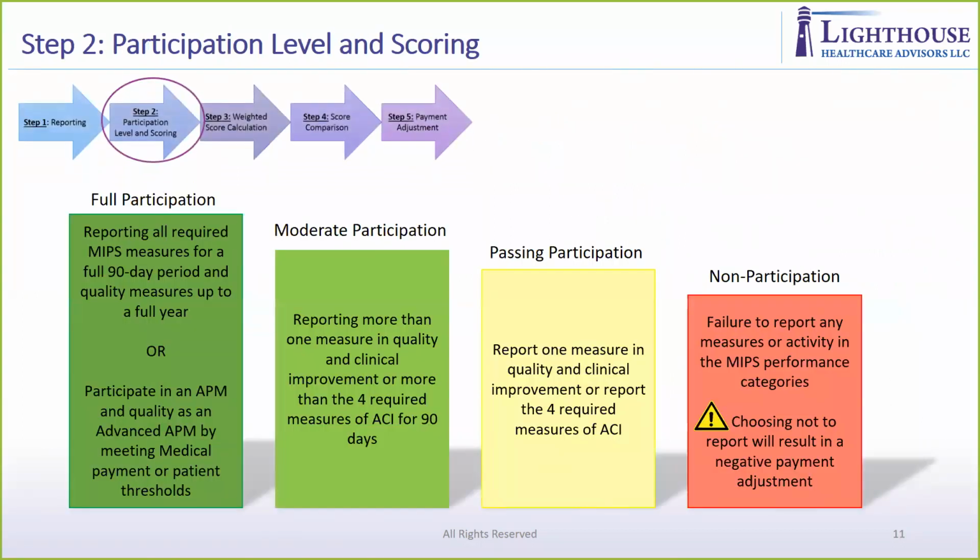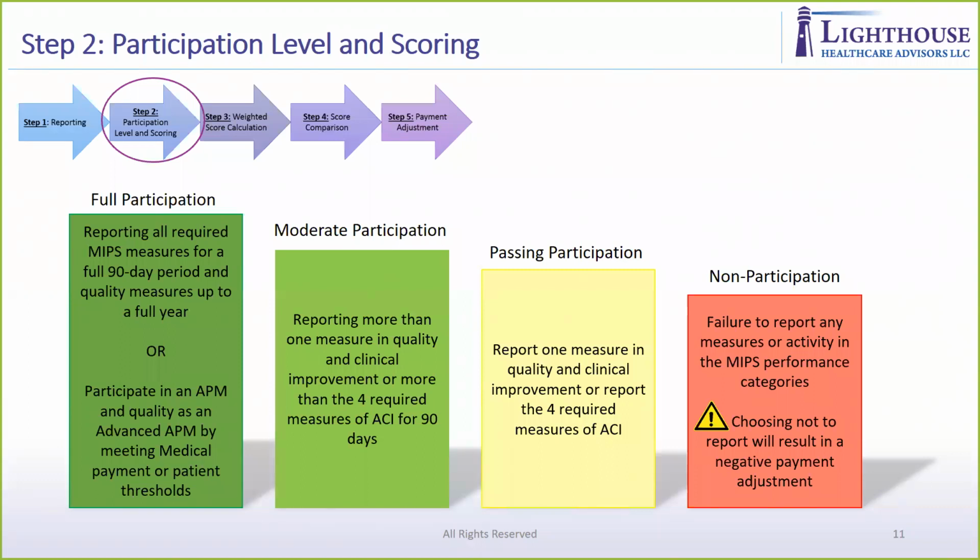Step 2 is determining your participation level and scoring. So will you participate fully, moderately, with passing participation, or will you not participate at all? Full participation requires that MIPS measures be reported for a 90-day period and quality measures be reported for up to a full year. Moderate participation means that you report more than one measure in quality and clinical improvement, or more than the 4 required measures of advancing care information for at least 90 days.